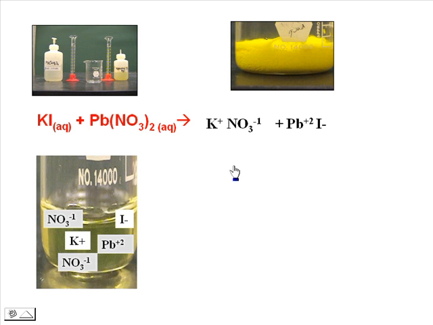Alright, so it looks something like this. K is now attached to the other anion, and the lead is attached to the other anion. You write your charges for each of these so that you can crisscross those to write a balanced compound, which looks like this. You use your solubility rules.